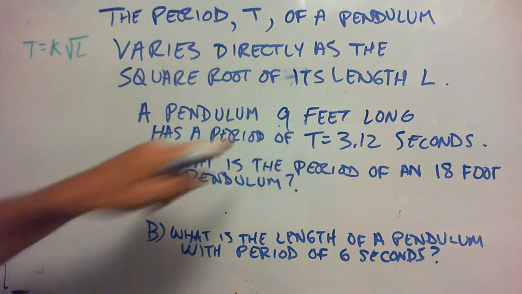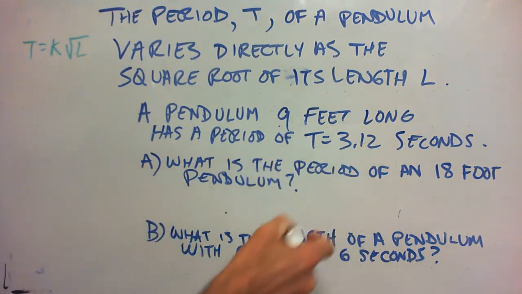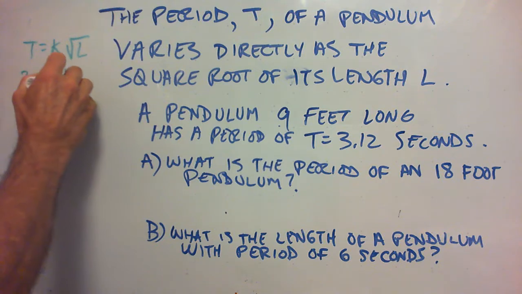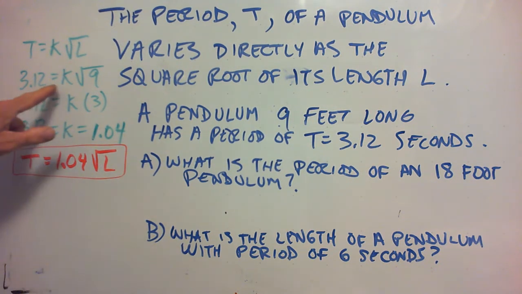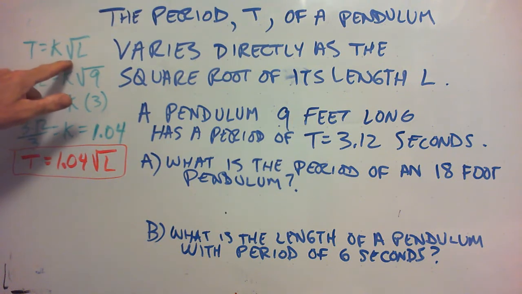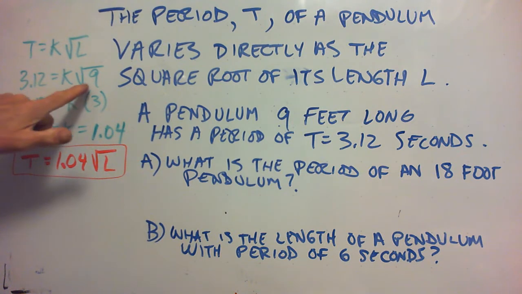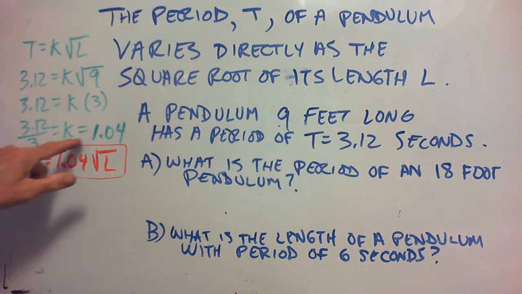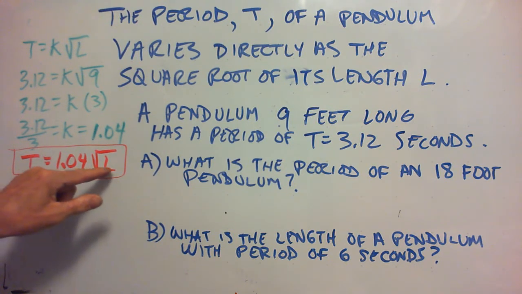So now we use the given data. 9 feet long, we plug in 9 for L and 3.12 for t. So you have 3.12 equals K times the square root of 9, and we solve that for K. After we plug in 9 into our uncompleted model, the square root of 9 is 3. 3.12 equals 3 times k, divide both sides by 3, and we get a k value of 1.04. So our completed model here is t equals 1.04 times the square root of L.